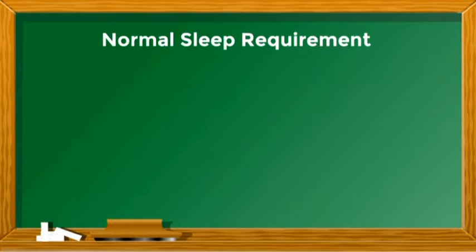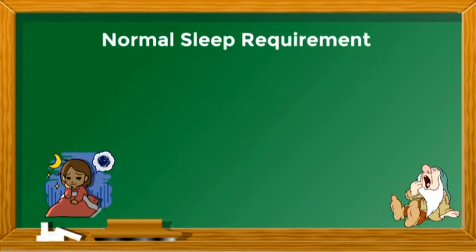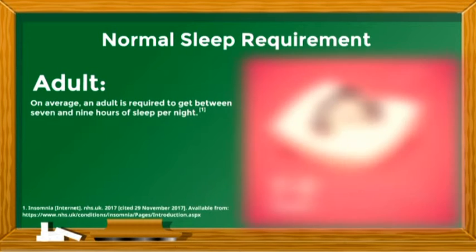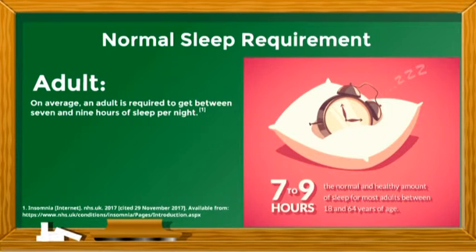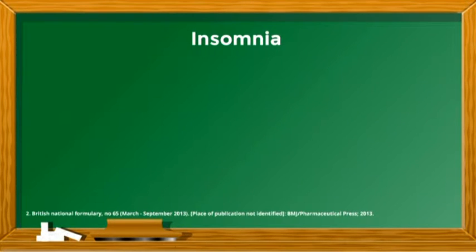Insomnia is essentially sleeplessness. It can include difficulty falling asleep or staying asleep for long enough that you feel refreshed the next morning. As adults, we're required to get between 7 and 9 hours of sleep per night. And if we do not get this, it can cause detrimental side effects to our body.